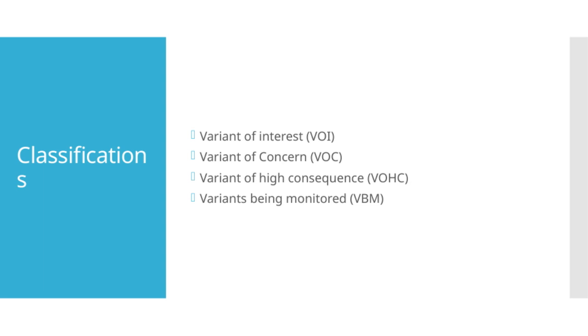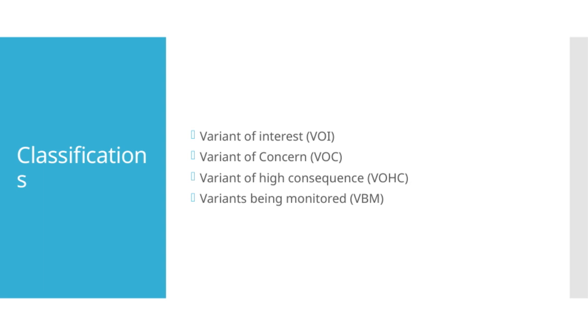These are more significant because they have demonstrated evidence of increased transmissibility, more severe disease, or reduced effectiveness of vaccines and treatments. Then, we have the variant of high consequence, or VOHC, which is a rare category. These variants would pose a major threat to public health, potentially undermining our current diagnostics, vaccines, and treatments.